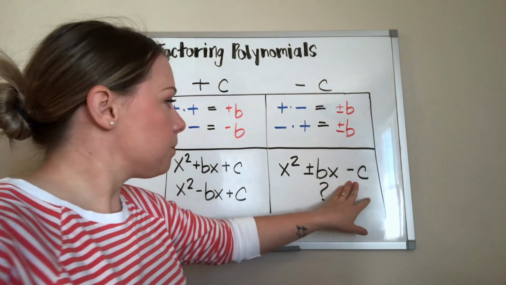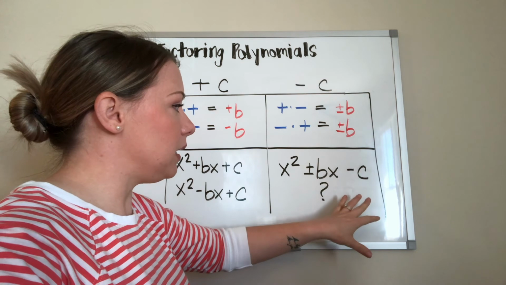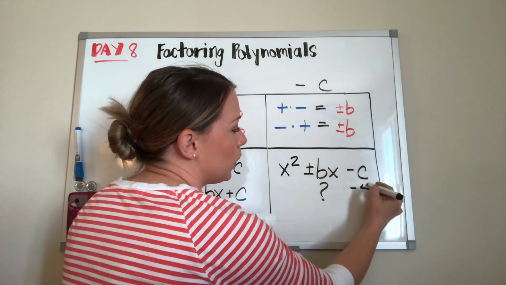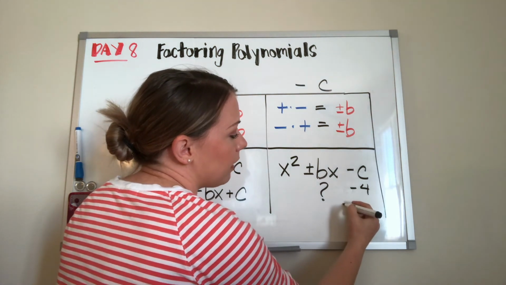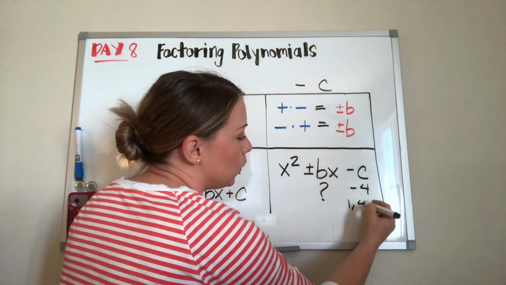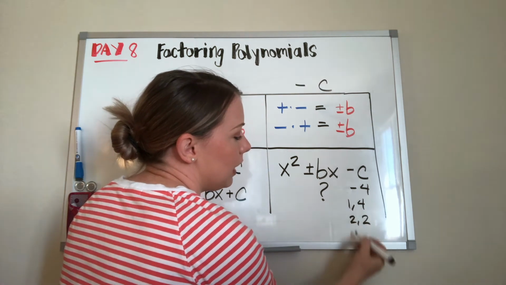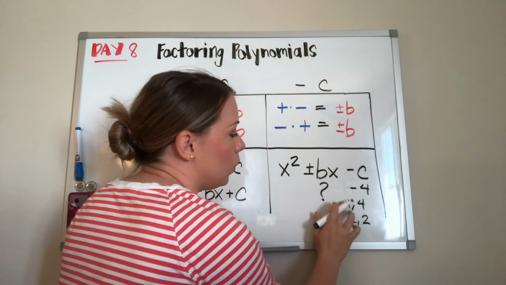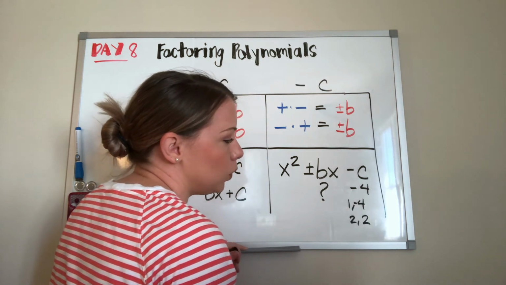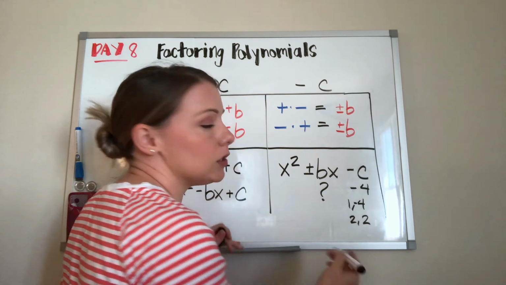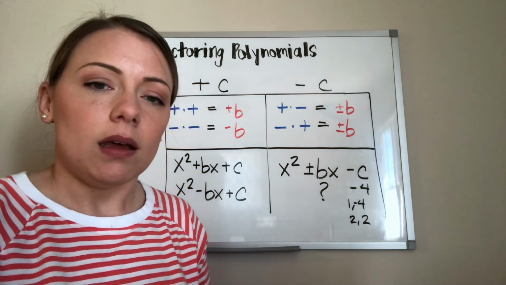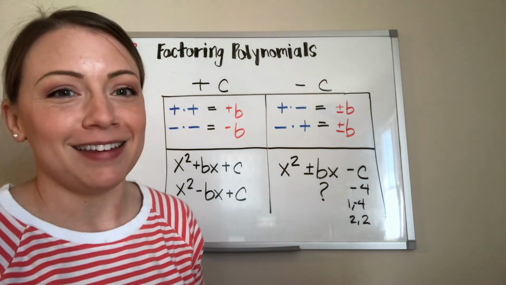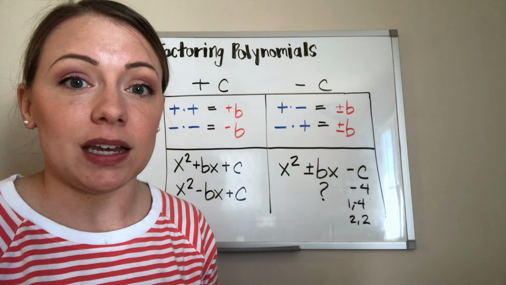So that would just be a matter of, maybe you had a negative 4 here. You would want to factor that out by saying, well, I know 1 and 4, and I know 2 and 2, and then just kind of throw maybe this one's negative, see if that creates B, or maybe the factor of 4 is negative, and see if that creates B, so on and so forth. So again, unfortunately, we do have a little bit of trial and error when it comes to that C being negative.